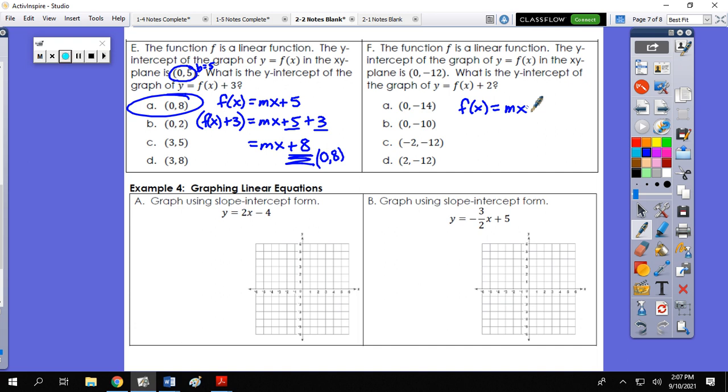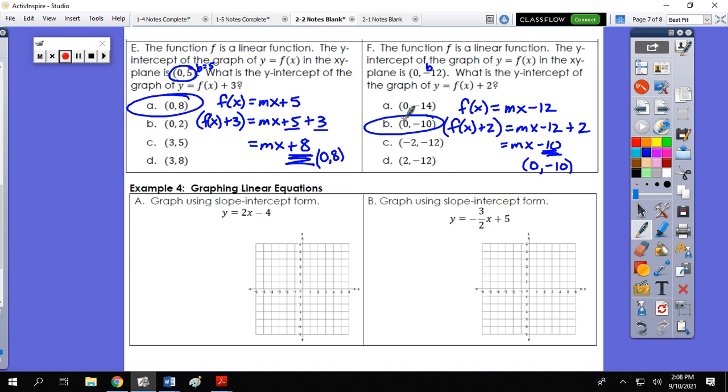F of x is the equation mx minus 12. We don't care what the slope is, it's unimportant. It is a linear function, so it is in the form mx plus b, where b is the y-intercept, negative 12. The y-intercept of the line f of x plus 2 would be mx minus 12 for f of x, and then plus 2. Well, that's mx minus 10, which means 0, negative 10 would be the correct y-intercept.